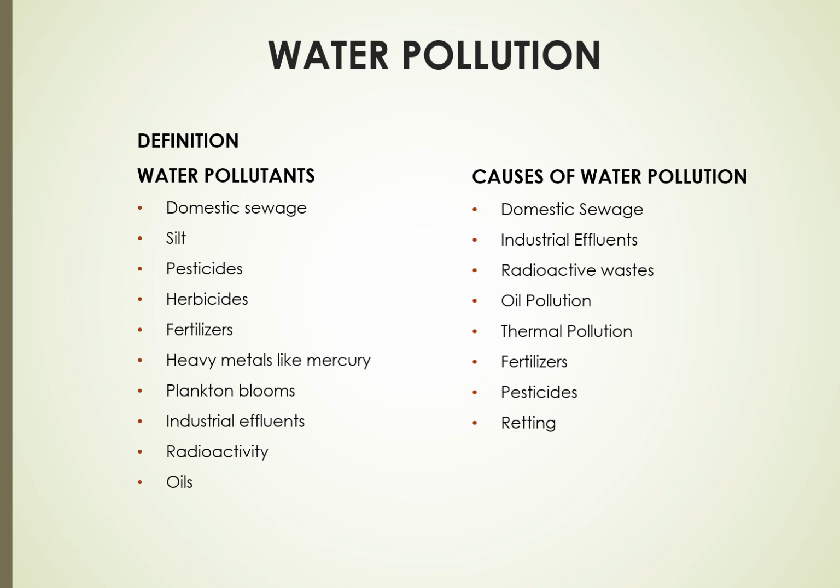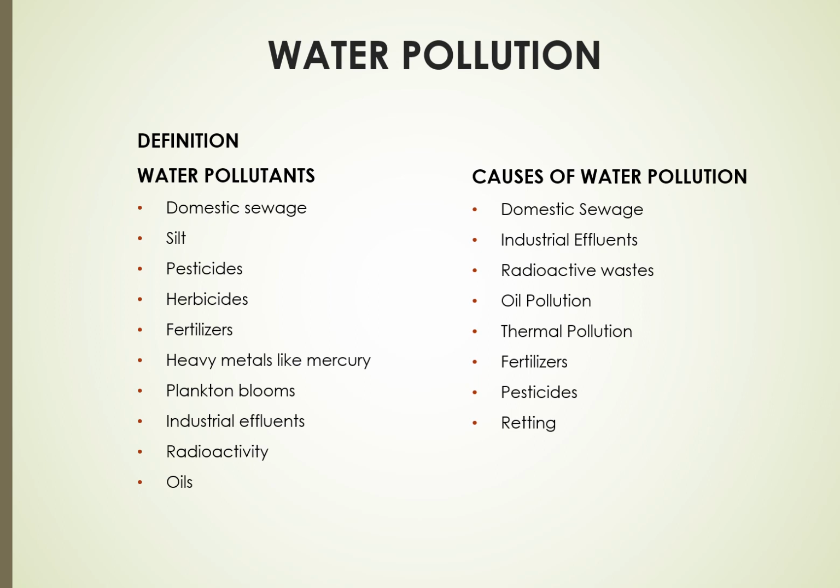Oil pollution. Oil is a source of pollution in seawater. Oil pollution is due to ship accidents, loading and discharging of oil at the harbor, oil refineries, and offshore oil production. Thermal pollution. Many industries use water for cooling. The resultant water is discharged into rivers. This brings about thermal pollution.